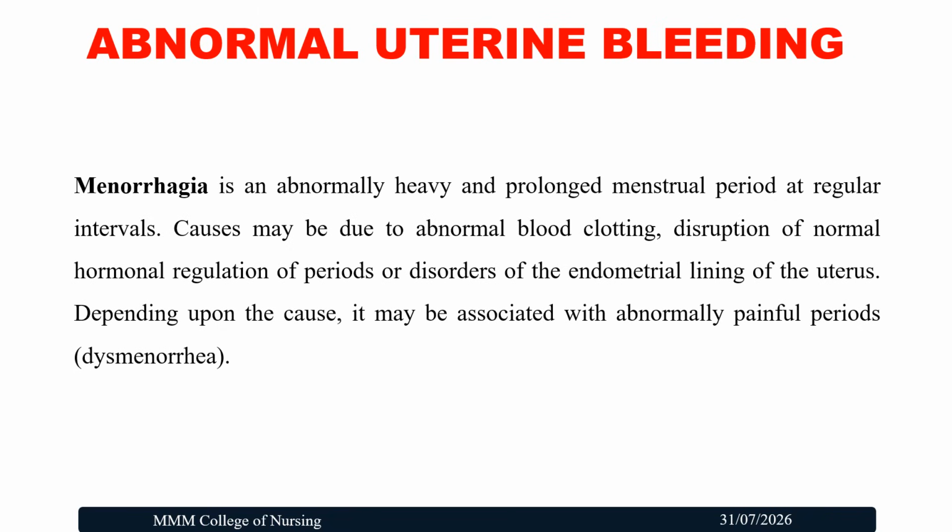Next condition is abnormal uterine bleeding. Under this, the first subclassification is menorrhagia. Menorrhagia is an abnormally heavy and prolonged menstrual period at regular intervals. The causes may be abnormal blood clotting, disruption of the normal hormonal regulation of periods, or disorders of the endometrial lining of the uterus. Depending upon the cause, it may also be associated with abnormally painful periods, which we call dysmenorrhea.